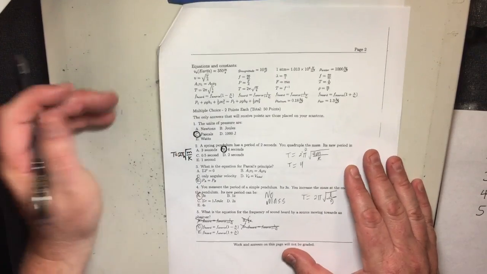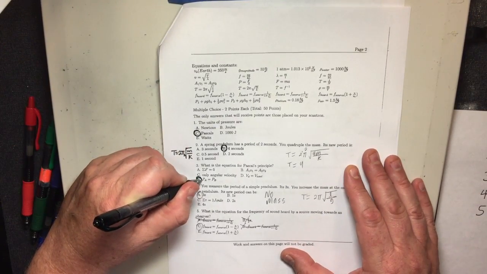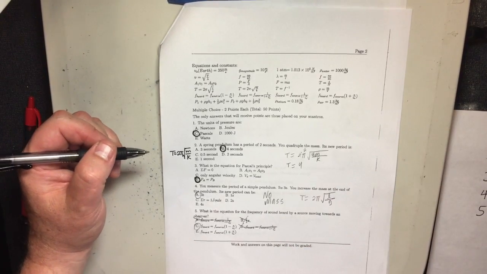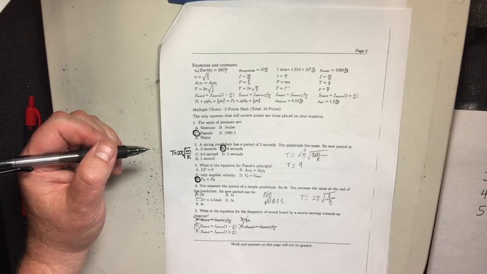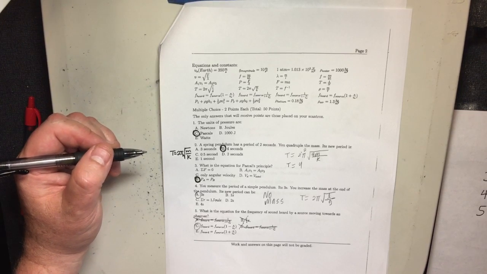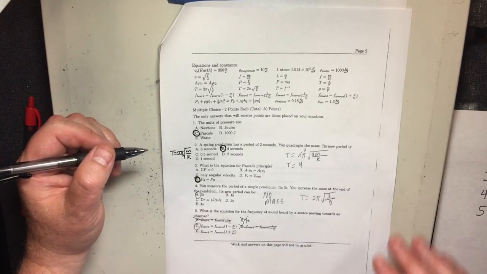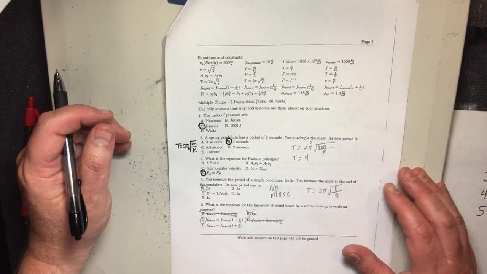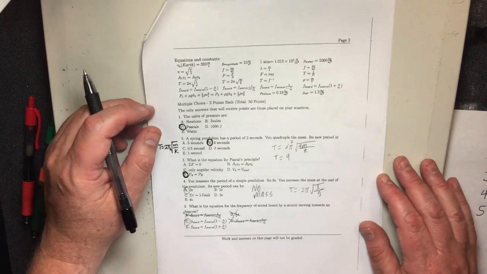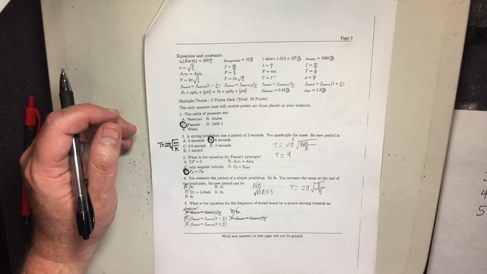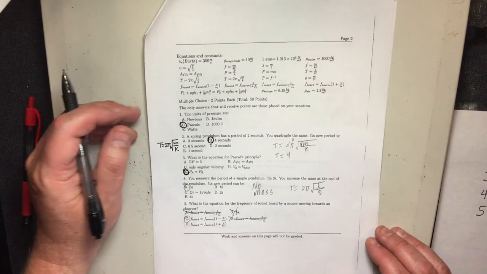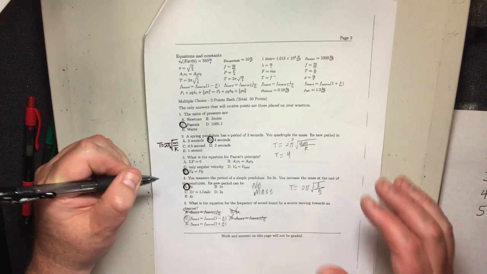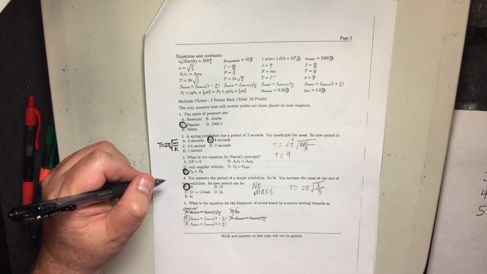What is the equation for Pascal's principle? PA is equal to PB. Regardless of the depth, the pressures are equal if they're at the same depth. You measure the period of a pendulum, it's 3 seconds. You increase the mass at the end of the pendulum, its new period can be... simple pendulums are mass independent, so it's still 3 seconds.